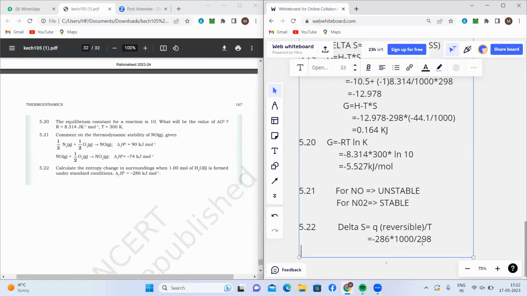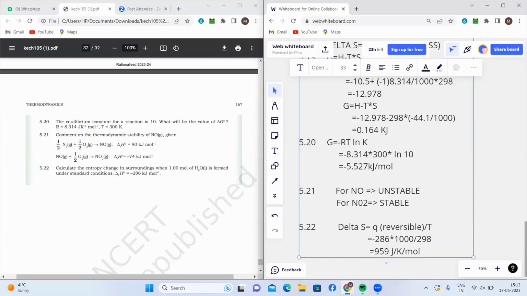ओके सो ऑन कैलकुलेटिंग दिस, लेट मी कैलकुलेट इट. दिस कम्स आउट टू बी इक्वल टू 959. And we can use the unit as joule per kelvin per mole. Okay. So I hope you understood it.